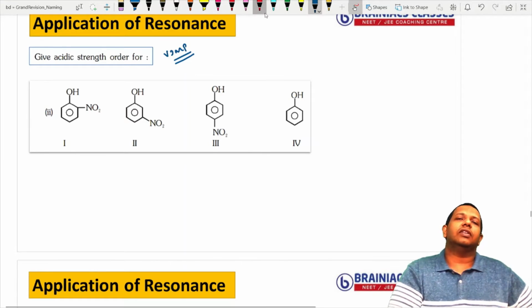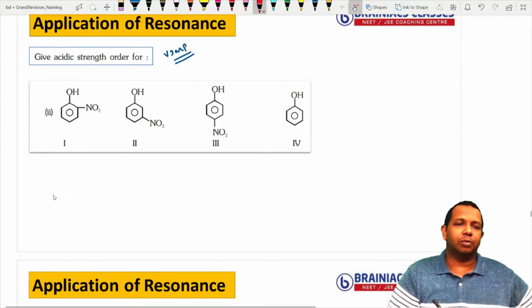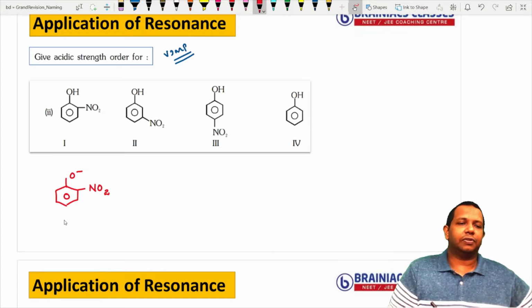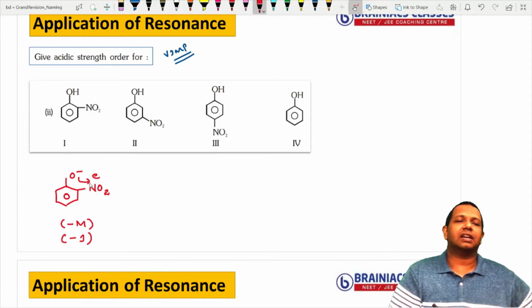Okay. So let's take the first compound here. Again I will remove the H plus. So I will get phenoxide ion like this, and you have NO2 at ortho position. Now I know NO2 has what effect? Minus M effect, and also the NO2 has minus I effect. Through these two effects, it will attract the electrons in this direction, and the charge density over here decreases. So once the H plus is released, this compound is getting stable. So I can say this is a good acid.